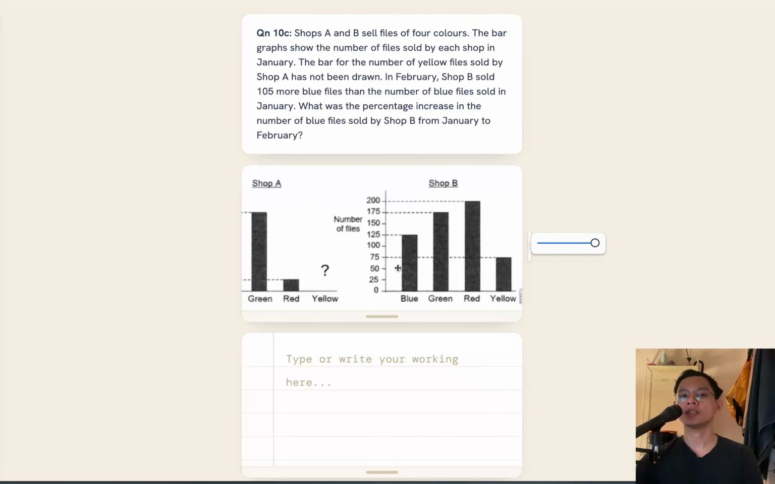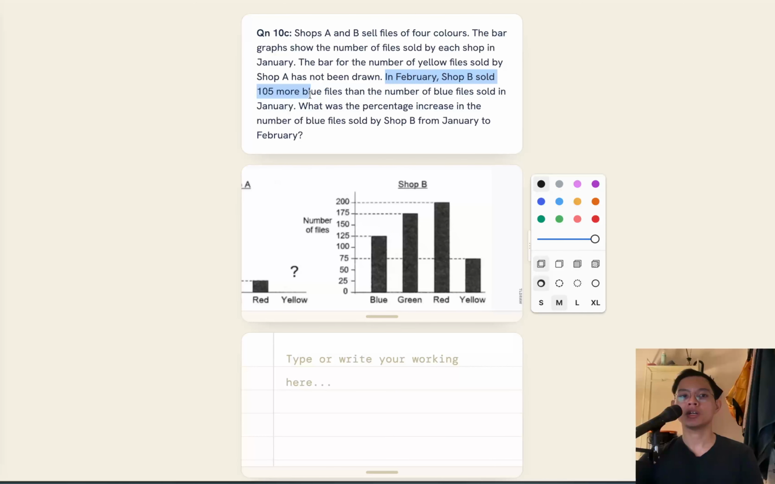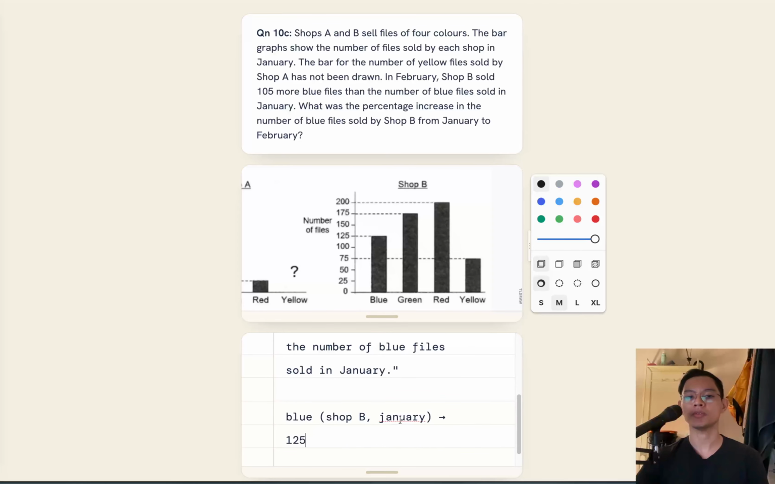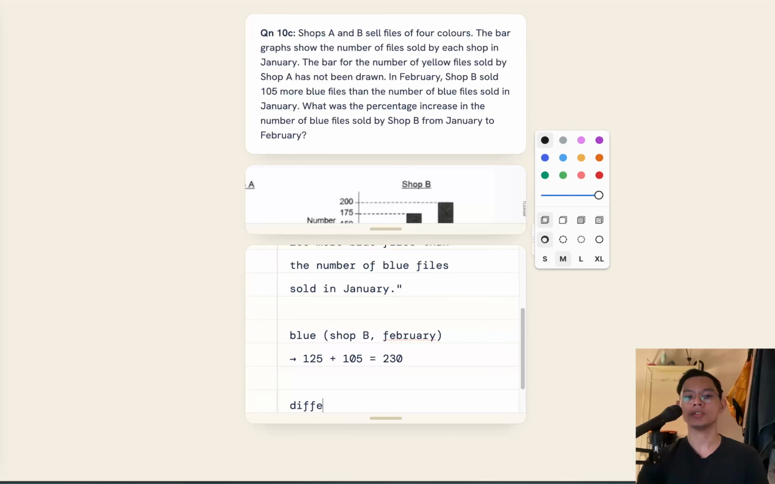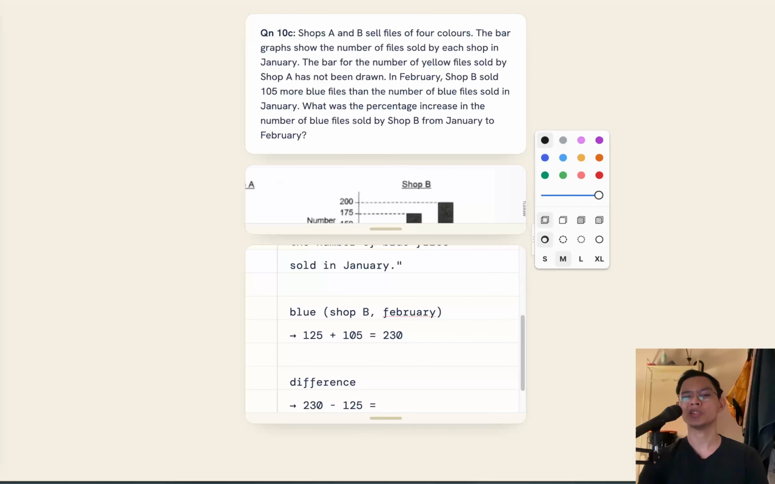So question 10, part C. In February, shop B sold 105 more blue files than the number of blue files sold in January. What was the percentage increase in the number of blue files sold by shop B from January to February? So blue in shop B is 125. In February, 105 more, so 125 plus 105, and this will be 230.